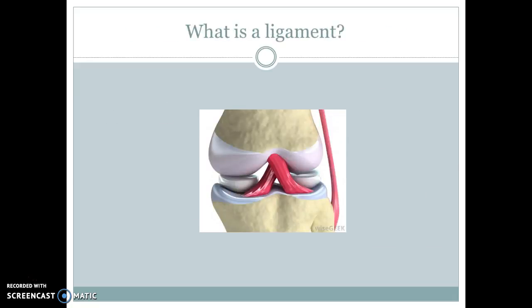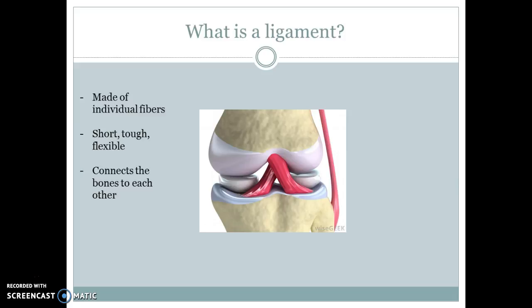Before we get started, if you don't know what a ligament is, I will explain. Ligaments are made out of individual fibers. They are short, tough, flexible, and they connect the bones to each other.